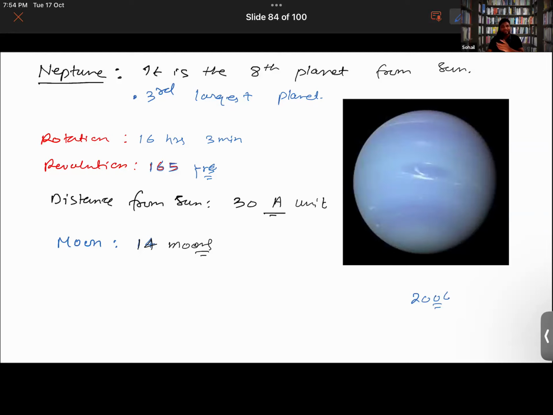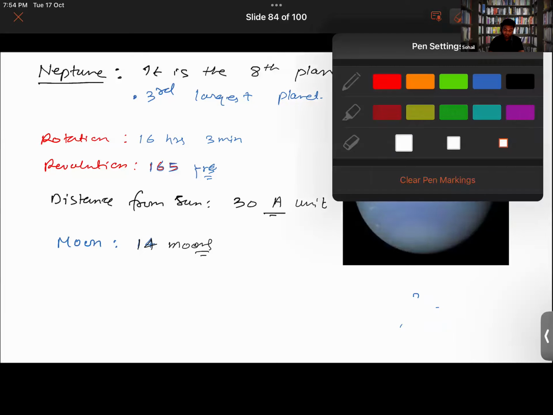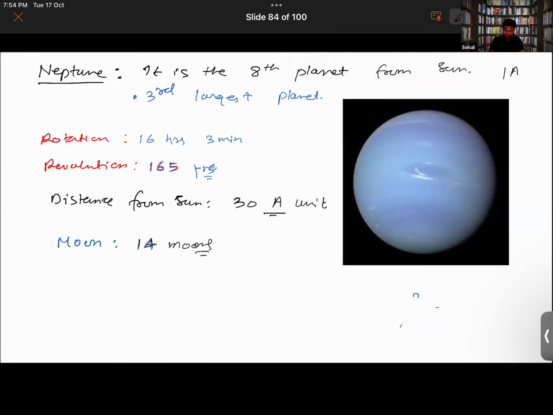Then the International Astronomical Union, IAU, adopted a new definition of planet. Pluto did not fit in that definition of a planet, so it was removed from the category of planets. Then Neptune became the 8th planet. You can remember the name of the organization, IAU, International Astronomical Union.